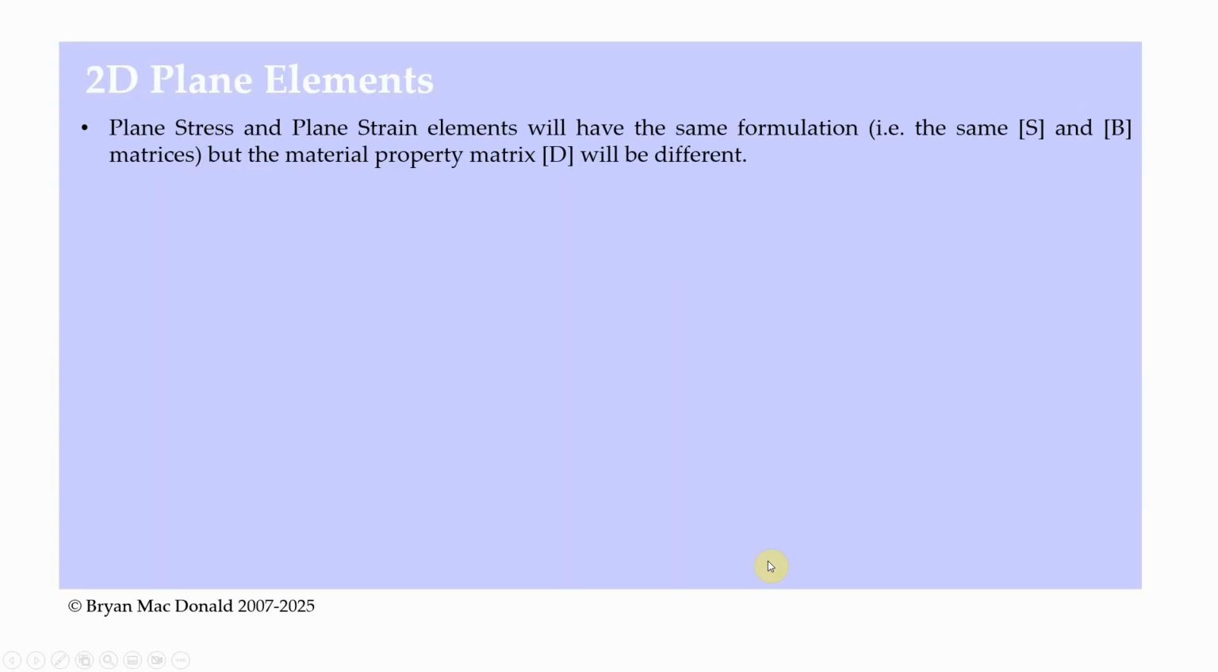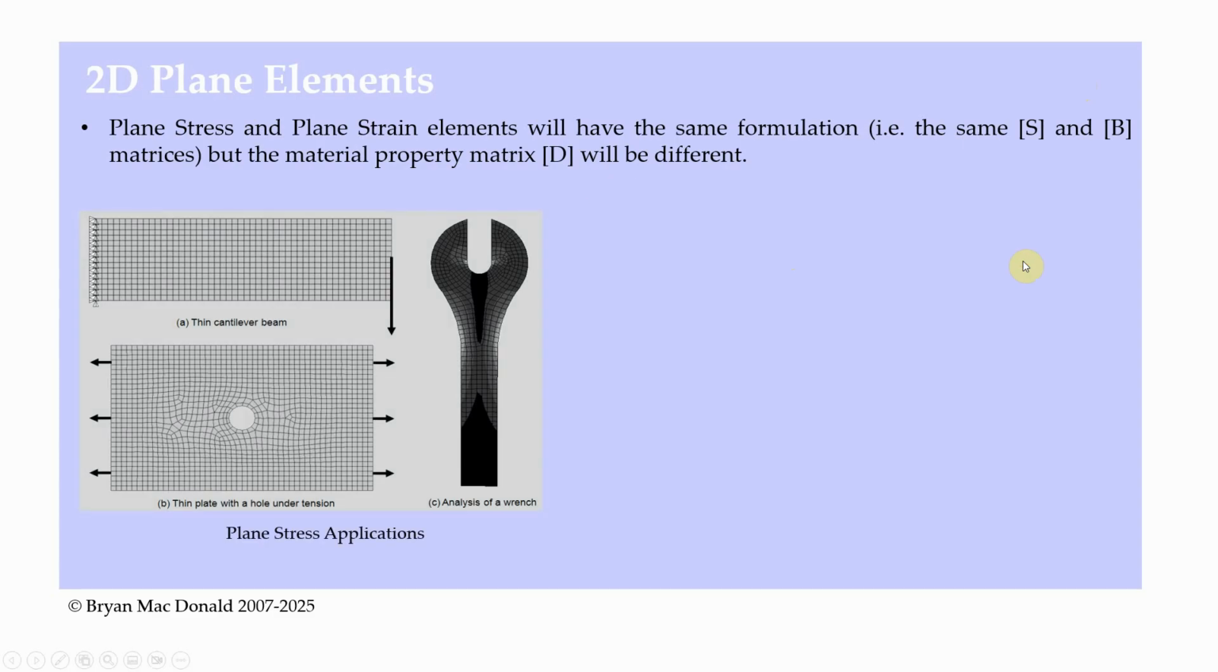So let's just talk quickly about 2D plane elements. Plane stress and plane strain elements will have the same formulation. In other words, they'll have the same shape functions, matrices, and strain displacement matrices, but the material property matrix D will be different. Some examples of plane stress applications are anything where the model is very thin coming out of the screen. So things like a thin plate with a hole under tension, a very thin cantilever beam, or analysis of a wrench. In all of these cases, the thickness coming out of the screen is very small.